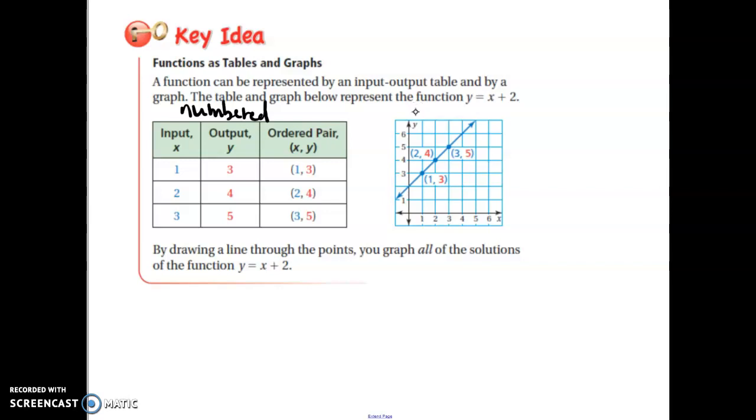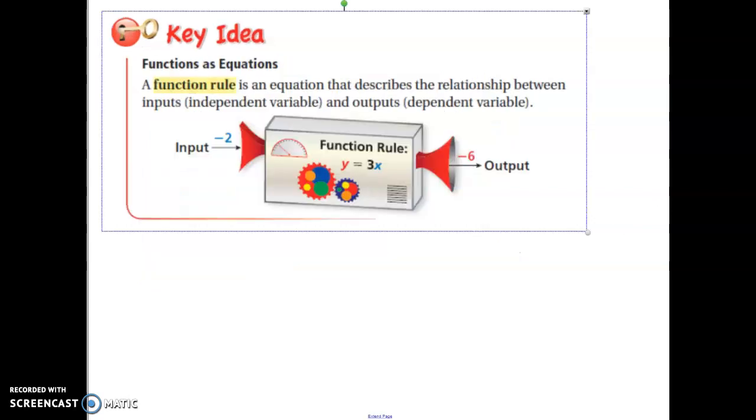Or they can be written graphically. They can be represented as a picture in a graph form. But both of these are representations of a function. And our goal today was to take those representations of a function and turn them into a function rule, or the algebraic representation of a function where we have an equation. Right? We're turning the function into an equation describing the relationship between the input to the output.